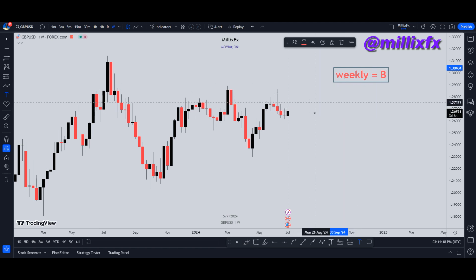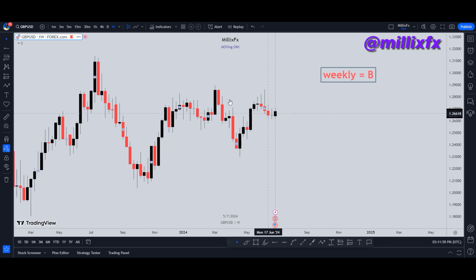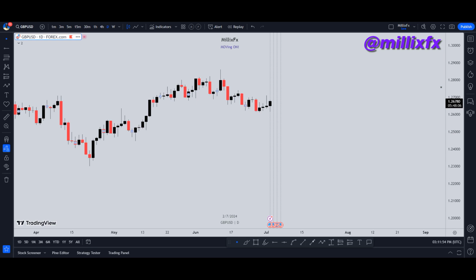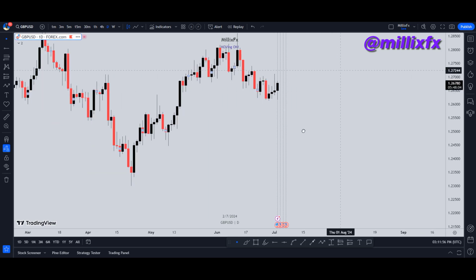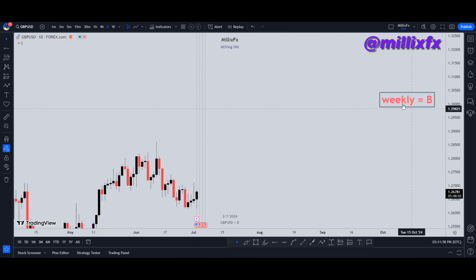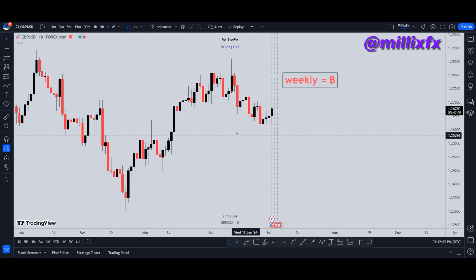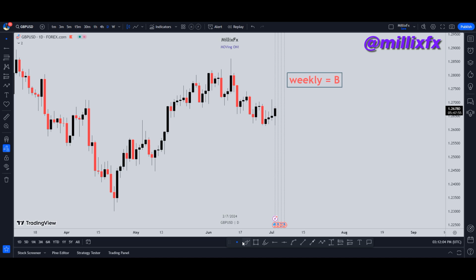Now what are we having on our daily? So let's go into our daily time frame. On our daily time frame we are bearish. While the weekly time frame is bullish, the daily time frame is bearish. Why am I saying the daily time frame is bearish? Because price hasn't broken the structure of this high on the daily time frame, and hence the reason that we are still bearish.